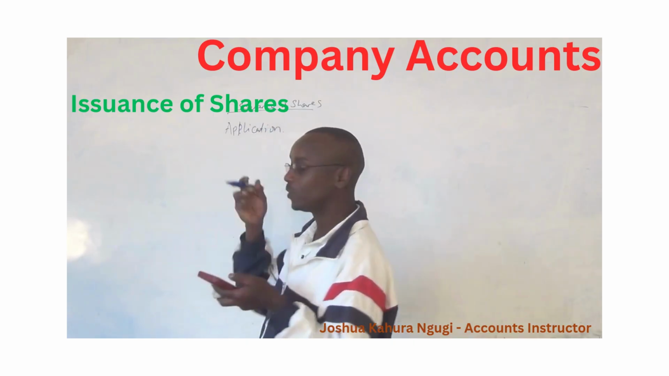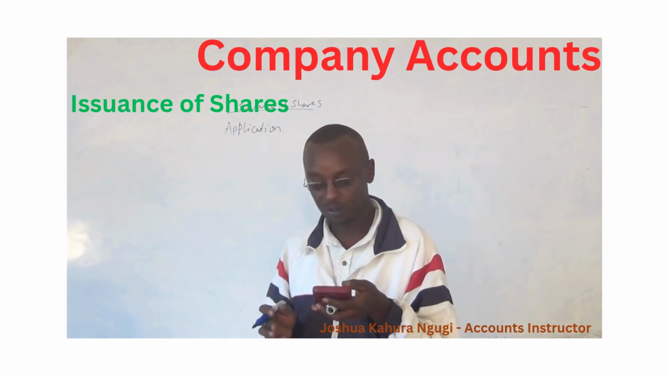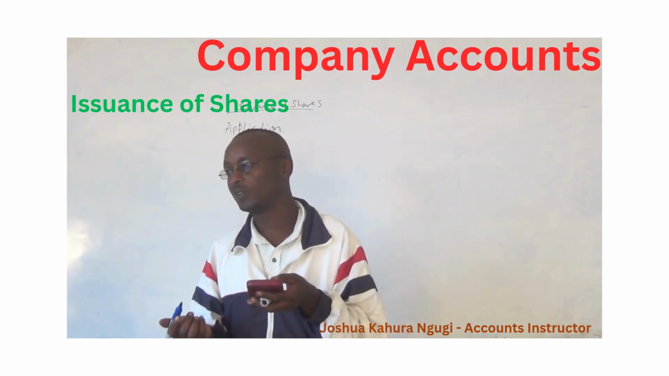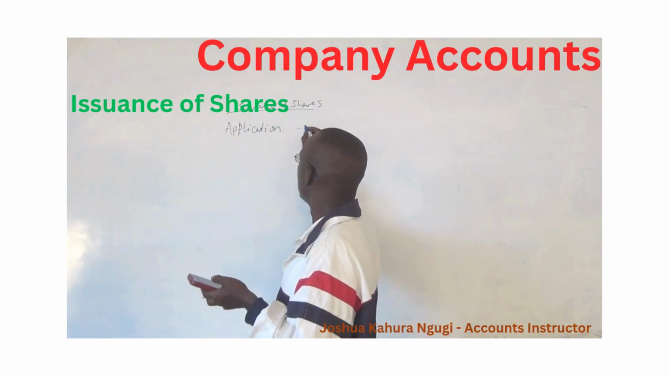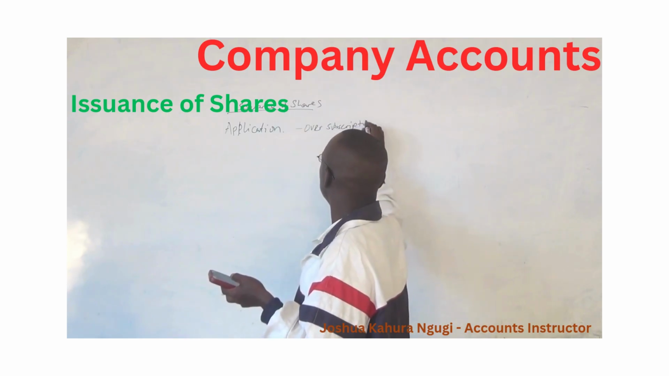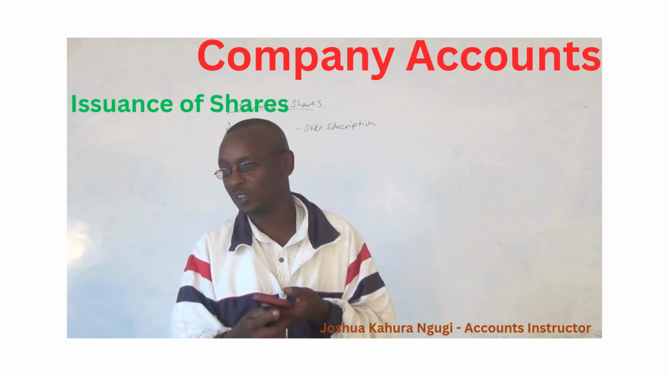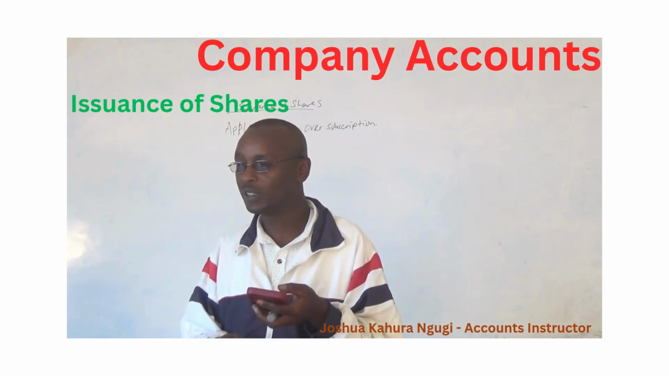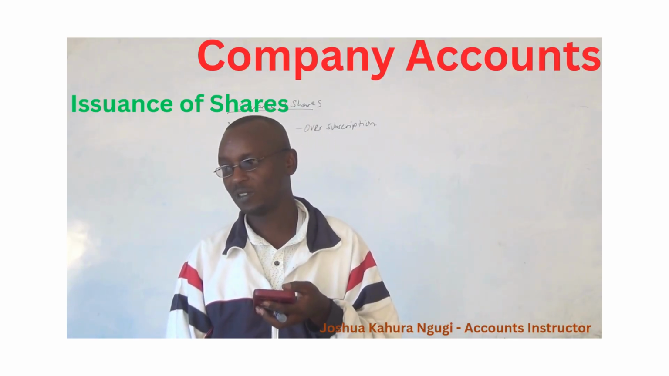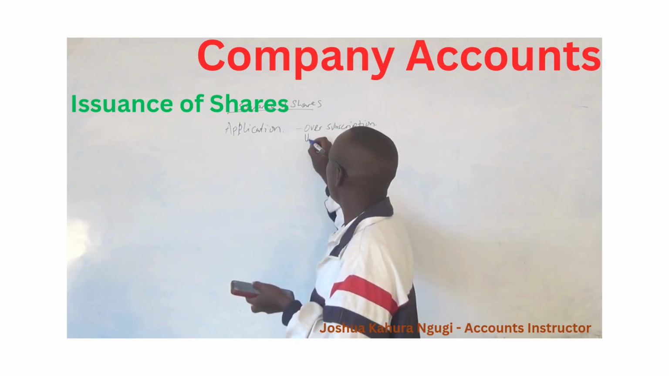Then when the application is received together with the amount payable on application, sometimes you have oversubscription or undersubscription. So oversubscription is whereby you had floated or you wanted to sell 10,000 shares, but the public have responded and they have applied for 15,000 shares or even 20,000 shares. Okay? So when that happens, we call it oversubscription.